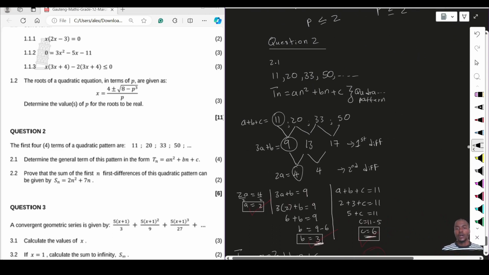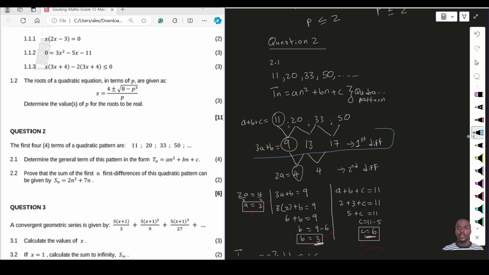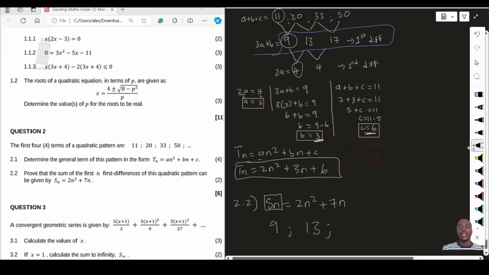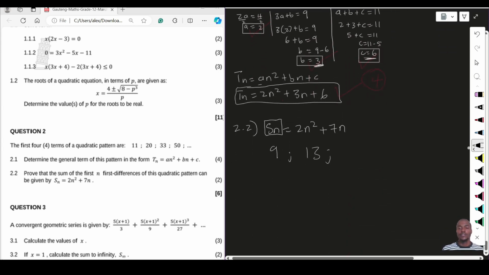So for our first difference, this is our first difference. And the question says what? Prove that the sum of the first differences of this quadratic can be given by. So we take that pattern. We say 9, we say 13, then the last one that we got is 17. But this is a pattern, it grows. So we must prove Sn.